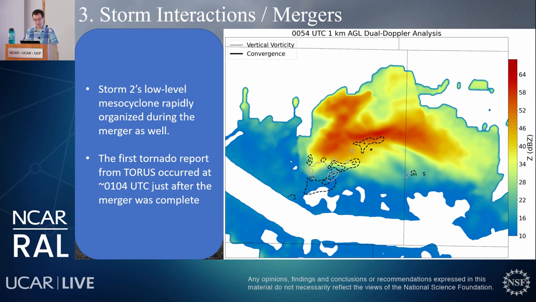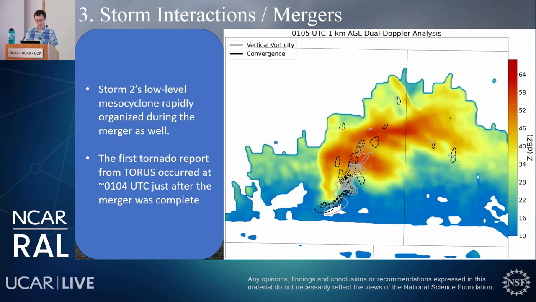As we move from 0.054 to 0.105, you get a rapid organization of that low-level meso. So a really well-defined max in vorticity here and pretty well-defined low-level convergence along that RFD and below the meso. And this is actually when TORUS started seeing kind of a dust whirl below that that ended up being tornado reports here. So you had some weak tornado reports at this time as that low-level meso really intensified.